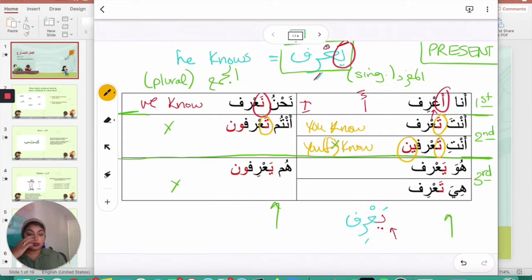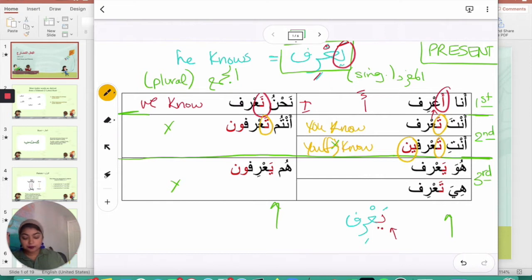Okay. أنتِ تعرفين. So if I'm talking to Rayan, she's a girl, I'm talking to her, I say أنتِ تعرفين. هل تعرفين اللغة العربية? Do you know Arabic? Right, so I'm asking her directly. It's to her.